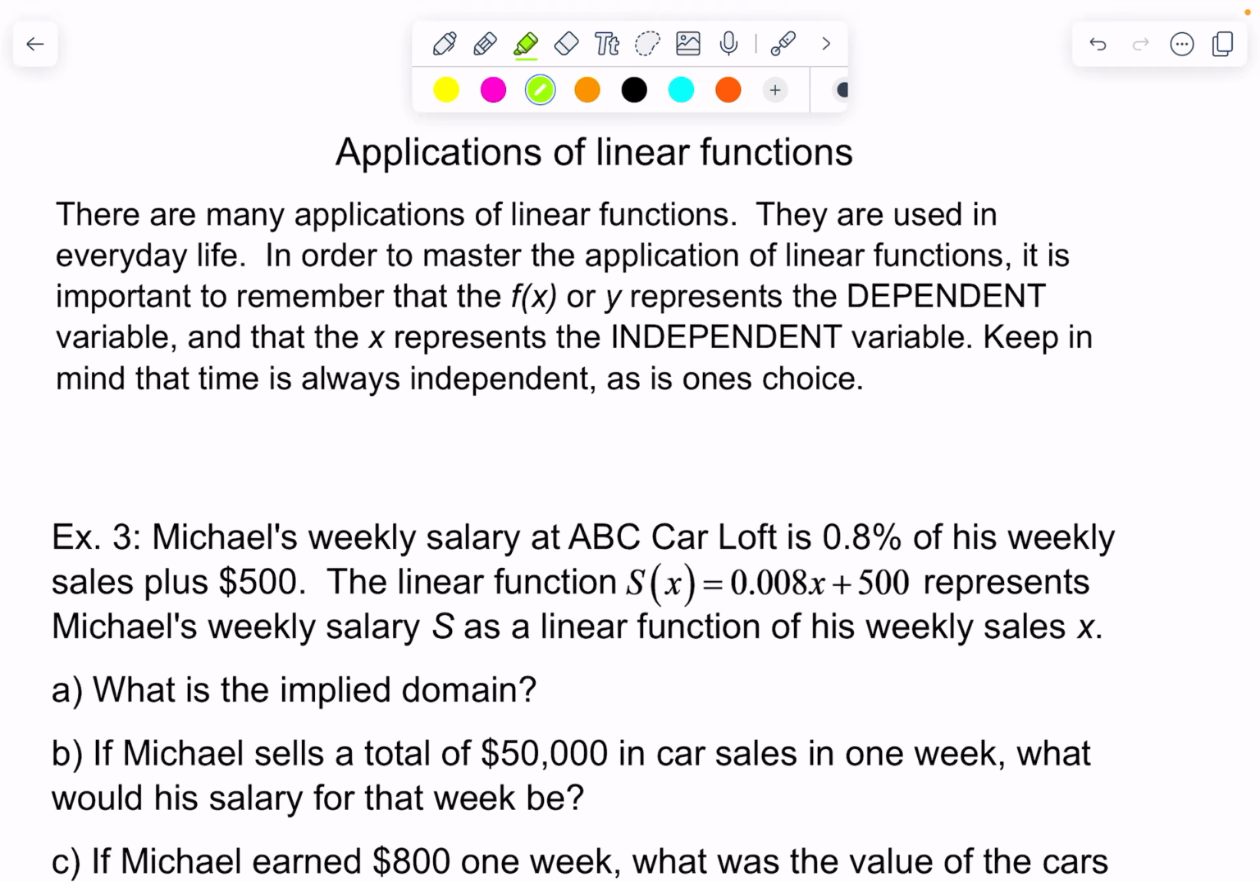In order to master the applications of linear functions, it is important that you remember that the f of x or y represents the dependent variable, and that the x represents the independent variable. Keep in mind that time is always independent, as is one's choice. You can choose to work hard or you can choose not to work hard. You can choose to go to the gym or you could choose not to go to the gym.